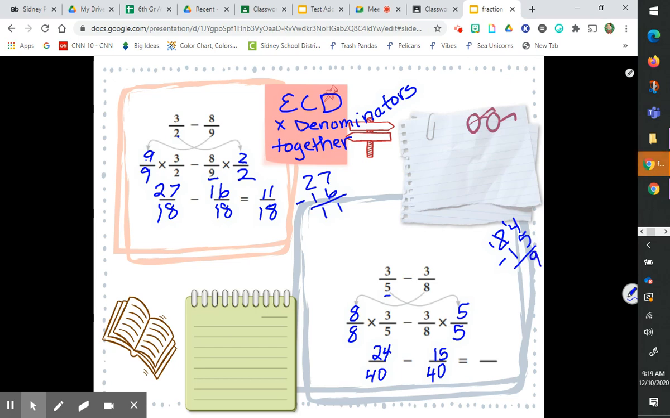15 taken away from 24 gives me this number. Okay. And those two numbers have no factors in common. 40 is an even number. 9 is odd, divisible by 3. And I know of no number times 9 that gives me 40. So I think we've got a good answer here that we don't need to simplify.